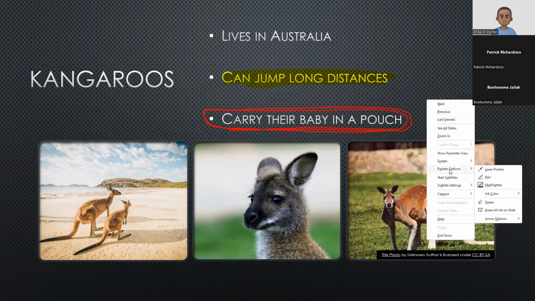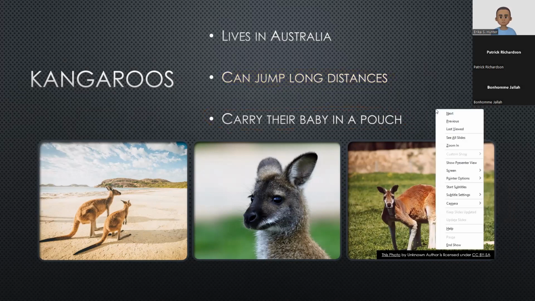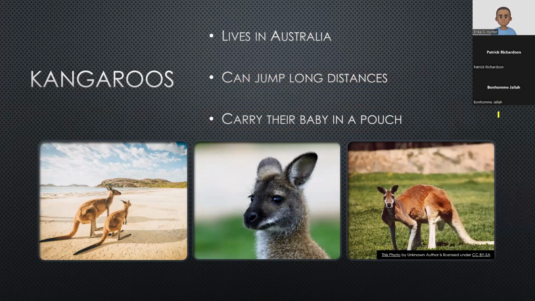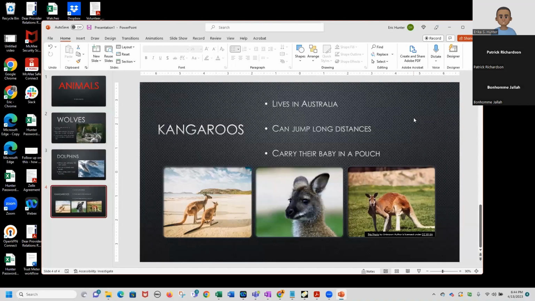Let's right click, go to pointer options. Here you can change the color of your ink that you use for your pen. Let's do erase all ink on slide. And it gets rid of the highlighter. It gets rid of the stuff that I had here. But you do have to come back to pointer options. And then we can just continue, and you can right click and hit next and then click. And that is your presentation.